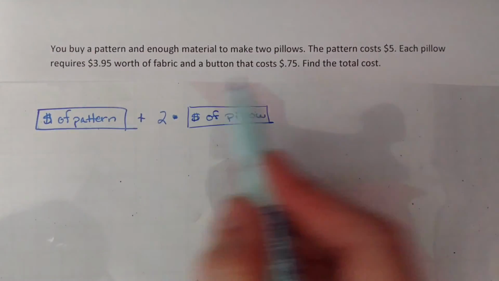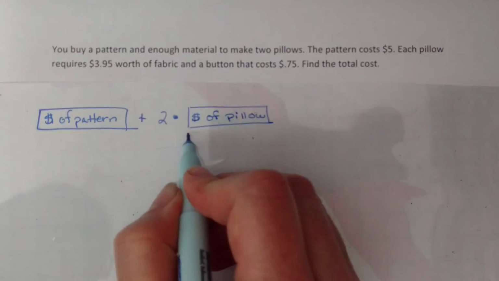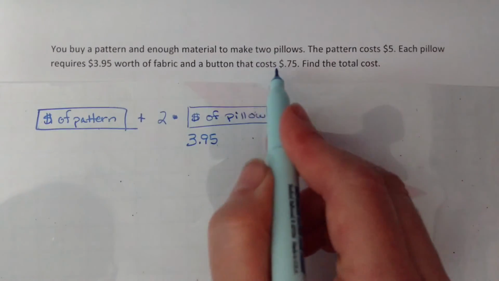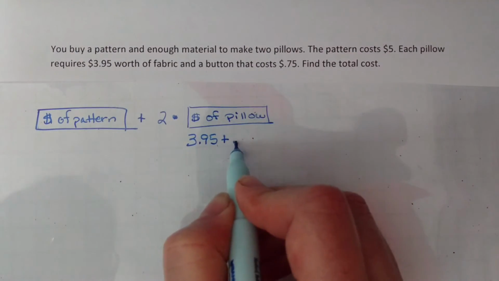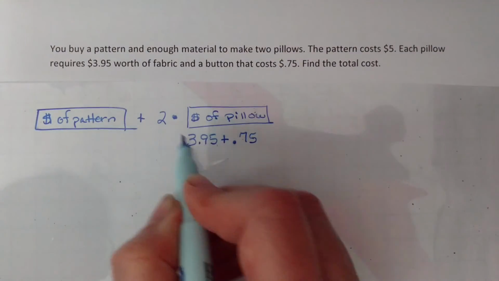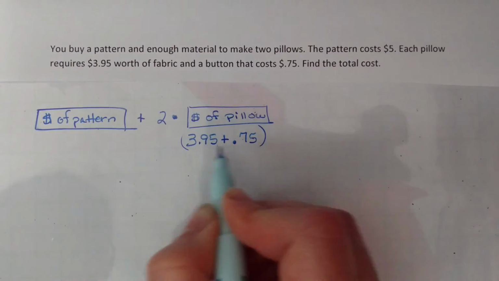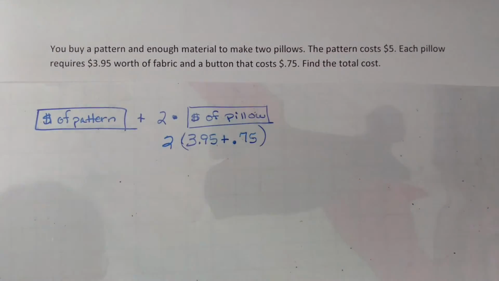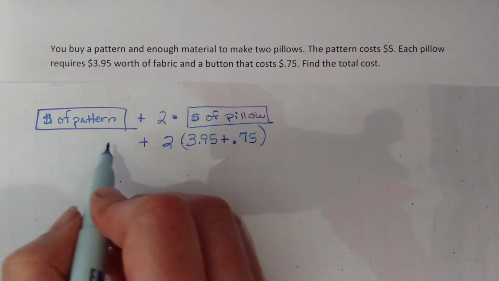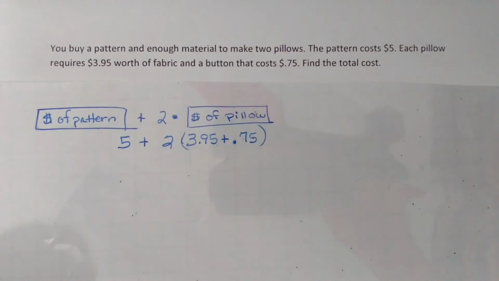Well, it goes on to say that a pillow is going to cost $3.95 and a button, so plus the 75 cents for a button. So I know that I need 2 of those because this is the cost of 1 pillow, and I'm going to need 2 of those. So I'm going to have this math, and then to that I'm going to add the cost of my pattern, which was $5. So this is going to give me the cost of my making 2 pillows.